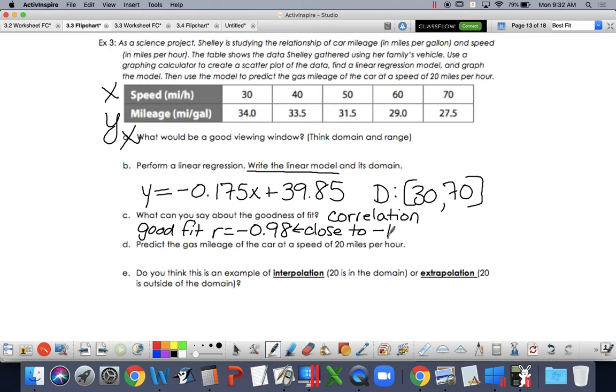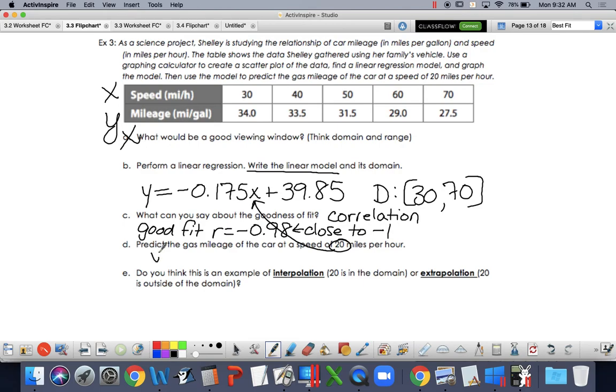Letter D says, predict the gas mileage at a speed of 20 miles per hour. Let's look up at the table. Did Shelley collect data for a 20-mile-per-hour car? No. So how can I predict? How can I use my linear regression model? Yes, I plug in 20 into my equation for x.